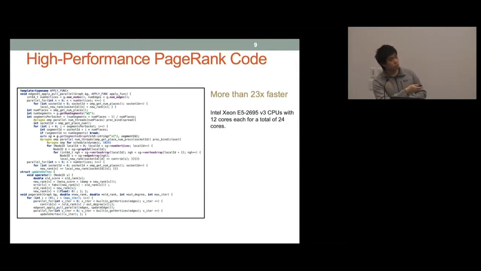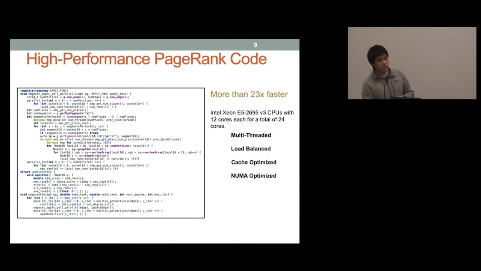And here we're using a parallel machine with 24 cores, but the speedup here isn't just coming from the parallel cores. There are various optimizations that are applied here, including multi-threading, load balancing, and we also have cache and NUMA optimizations to improve the locality of the program so that we can increase the number of cache hits we have, since most of the running time of these graph programs is coming from cache misses. So if we can increase the number of cache hits, then that can improve the overall performance.